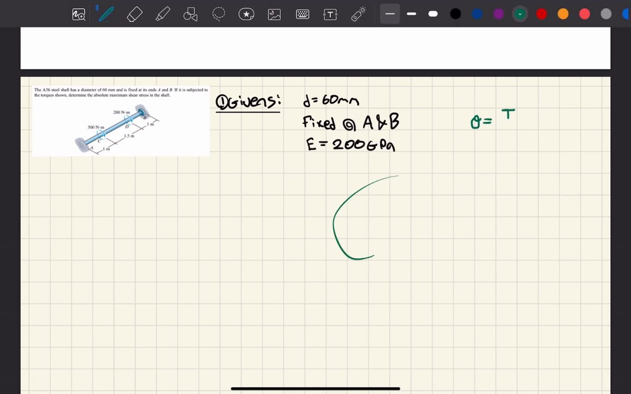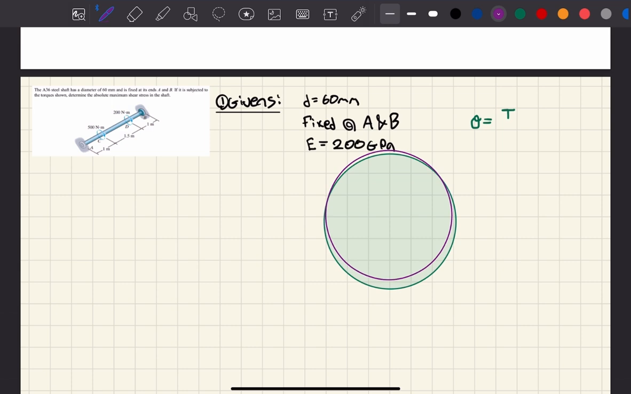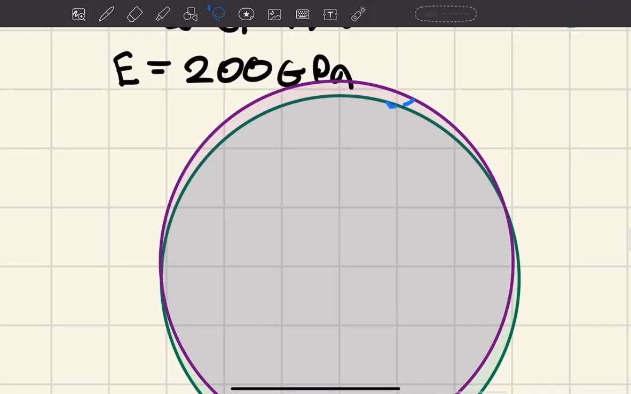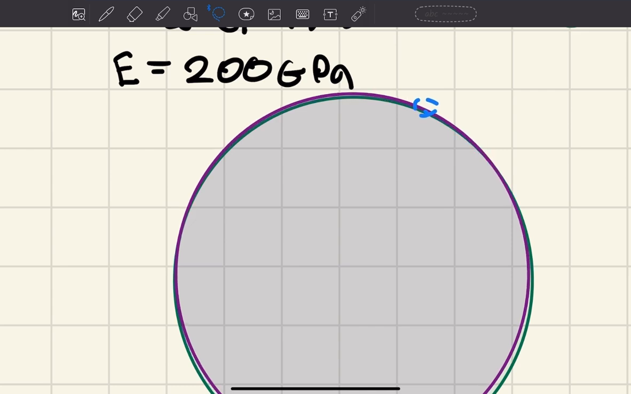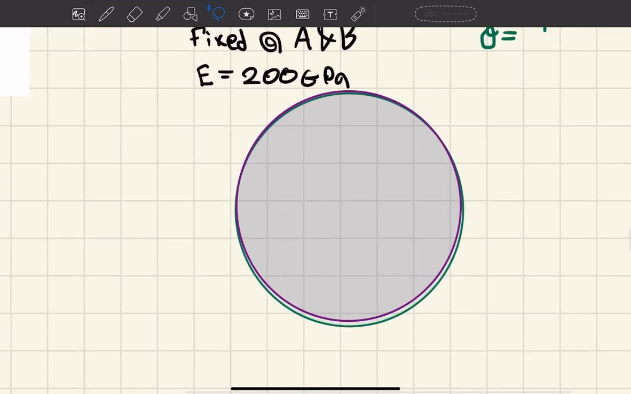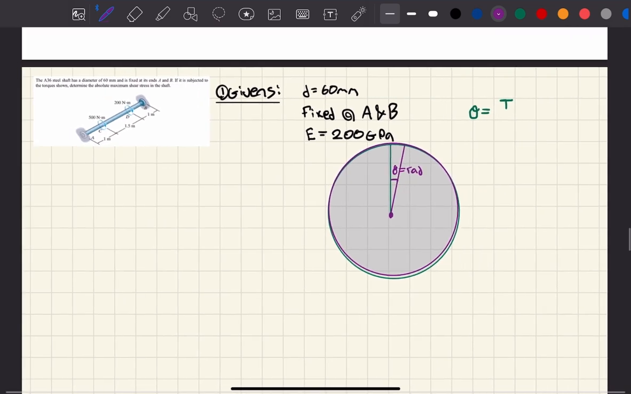Fine, I'll draw it. Something like this. This is my original circle, right? If this is my other circle, let's say my original circle has a radius like this. This one is rotated like so, right? By this angle theta in radians. As simple as that, right? It's literally the angle of deformation.